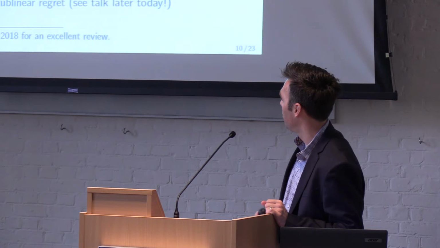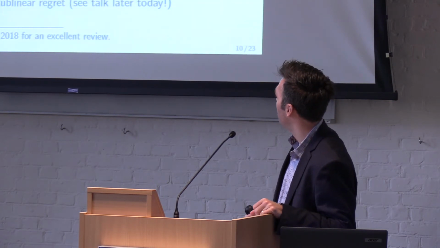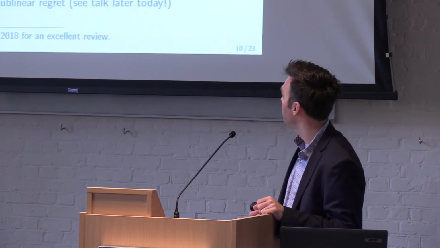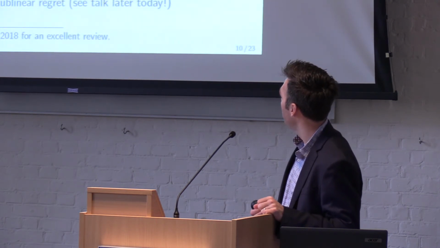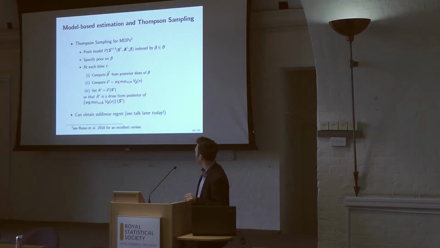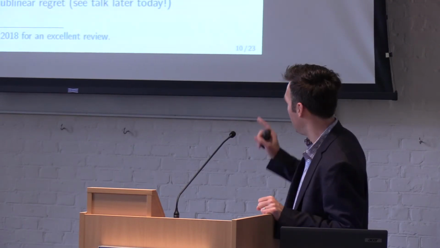Thompson sampling, on the other hand, would look like this. So you posit a model, again, for the distribution of the next state given the previous state and action, indexed by beta. You specify some prior over beta. And then at every time t, you draw beta from the posterior, or say beta tilde from the posterior. You compute E tilde to be the argmax over your class of the value function you get if that were the true parameter value. And then you set A to be E tilde of S. And then you just keep doing that.